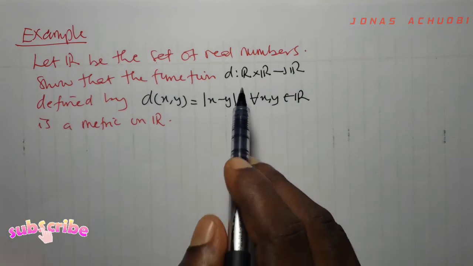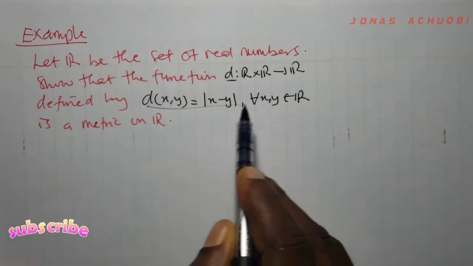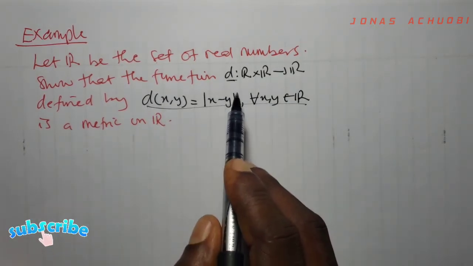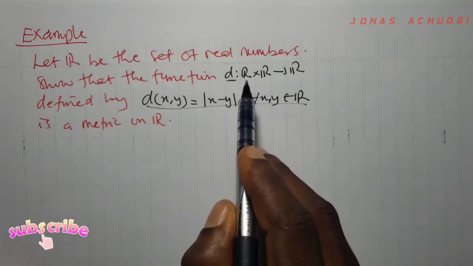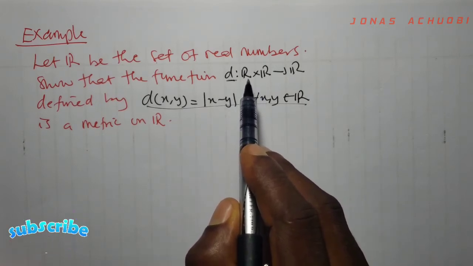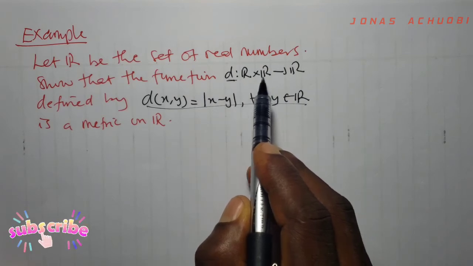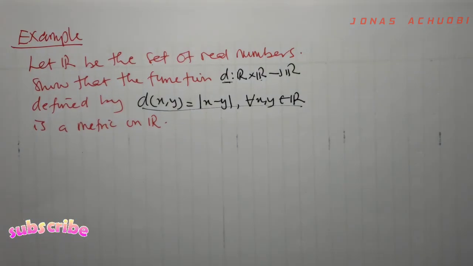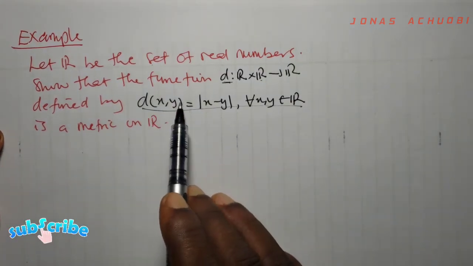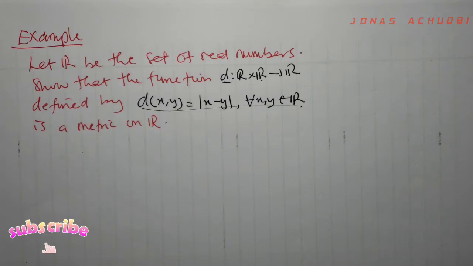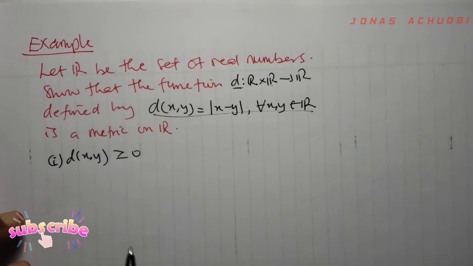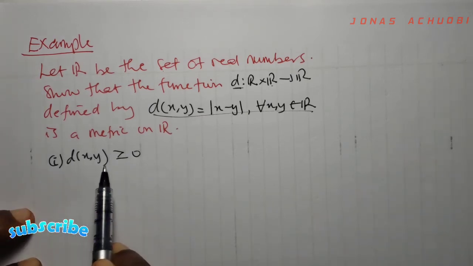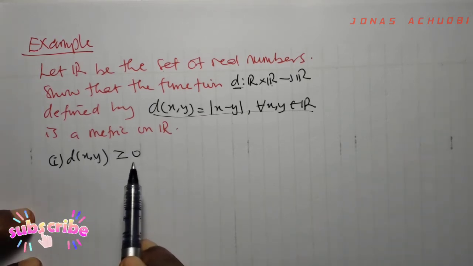We want to show that this distance function, defined as this, is actually a metric on R. Here, our Cartesian product is R and R. So we are picking 2 elements from the same set, which is R, and the codomain is also R. To show this, we have to show that this function d satisfies the 4 conditions that make a metric on R. The first is that the distance between point x and point y must be non-negative.